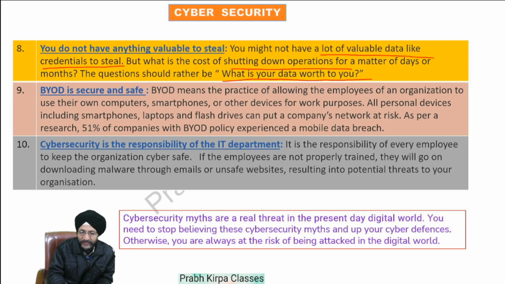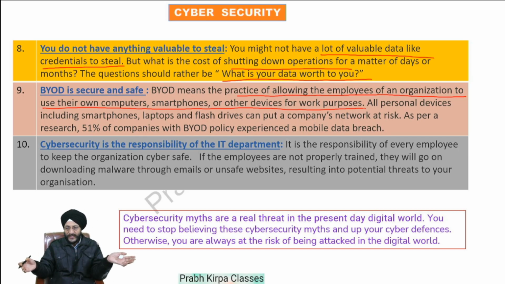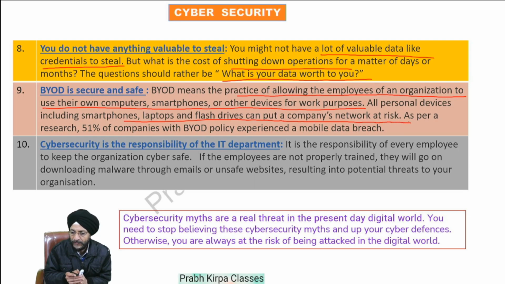Next myth: BYOD is secure. What is BYOD? BYOD means the practice of allowing the employees of an organization to use their own computers, smartphones, or other devices for work purposes. For example, if you have an organization, you may allow people to come with their own computer systems or laptops, and they may join the network. All personal devices, including smartphones, laptops, and flash drives, can put an organization's network at risk.